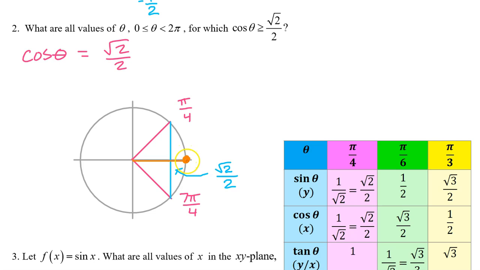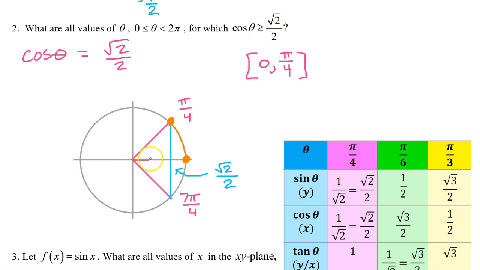Notice that the endpoint continues to be to the right of the light blue line. On this interval between 0 and pi over 4, the horizontal displacement is greater than radical 2 over 2. We have found our first set of solutions between 0 and pi over 4. Pi over 4 should be included because the horizontal displacement here is exactly radical 2 over 2. And we are looking for where the horizontal displacement is greater than or equal to radical 2 over 2. So pi over 4 should be included.